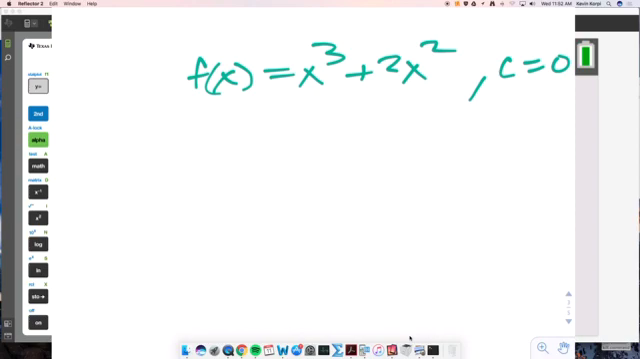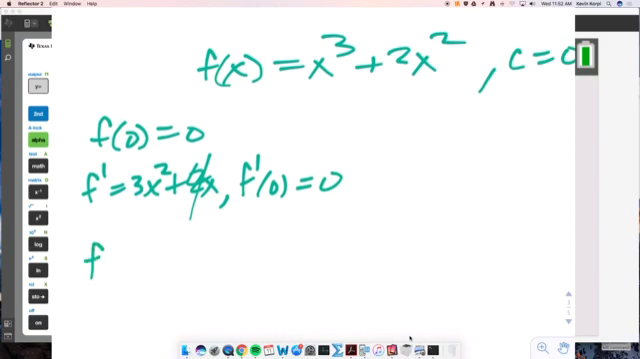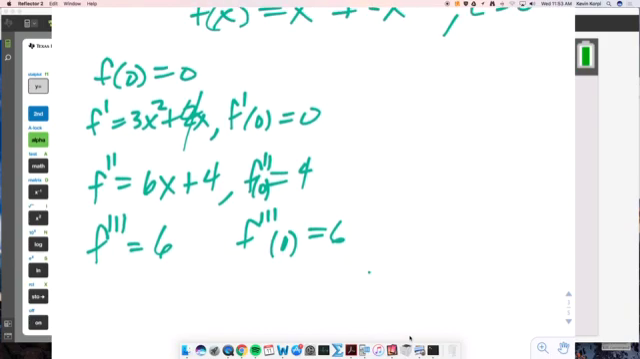So this is a third-degree polynomial. So f of 0 is 0. F prime is equal to 3x squared plus 4x, so f prime of 0 is 0. F double prime is 6x plus 4. Is that right? Help me out. Yeah, so that would be 4. And then the third derivative is 6. So now if I generate it.